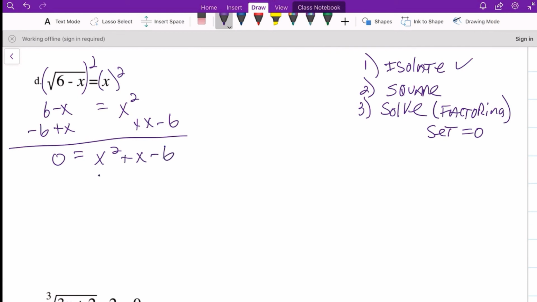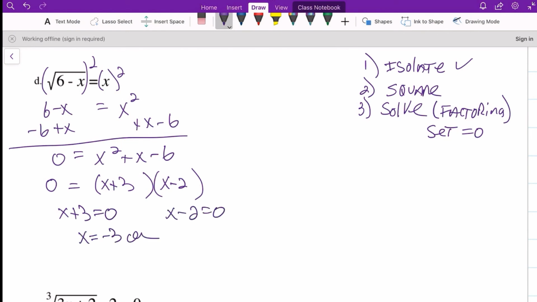And then if we're going to factor this, let's see, this should factor into x plus 3 times x minus 2 equals 0. We split our factors up. We set them both equal to 0. So we have this. And then we're going to have an answer, x equals negative 3 or x equals 2. And then again, we're going to do the check.